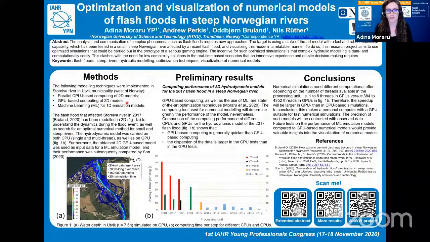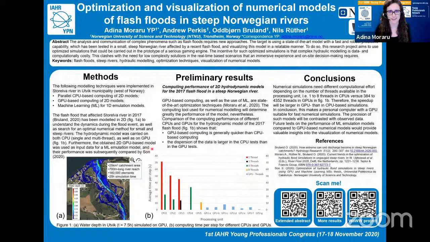We have tried to have a 2D model that is very fast in this small test case. We have tried parallel CPU computing, both single thread and multi-thread, of this 2D hydrodynamic model. We have done so also on GPU. And we have explored a bit with machine learning: we simulated a 1D convolutional neural network model.